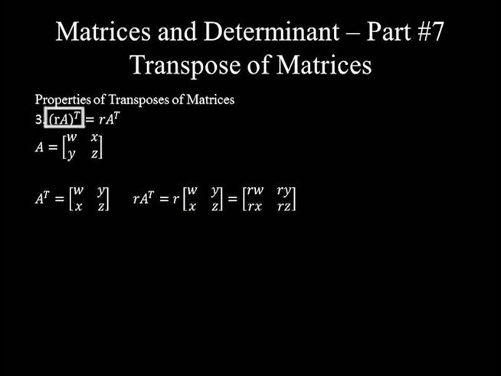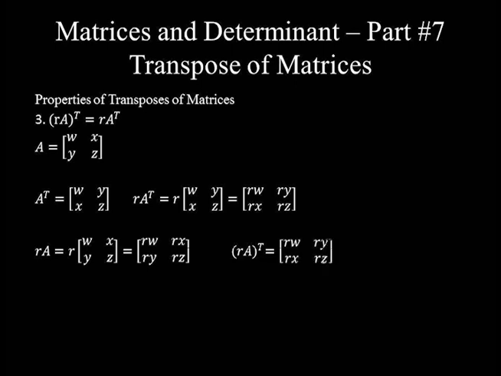To determine the left-hand expression, that's (R times A) the whole transpose, let's solve R times A first. R times A equals R times matrix A: R times W equals RW, R times X equals RX, R times Y equals RY, R times Z equals RZ. Then (R times A) the whole transpose equals, just by interchanging rows and columns of RA, RW, RY in the first row and RX, RZ in the second row. Again, these two matrices are equal. So (R times A) the whole transpose equal to R times A transpose is true.